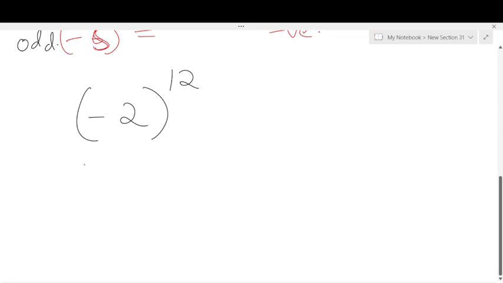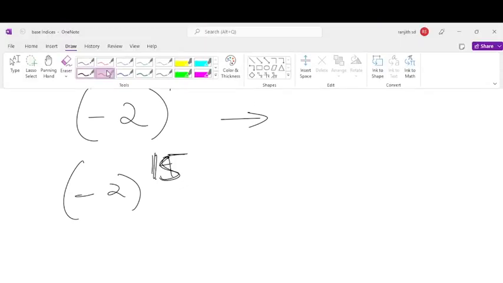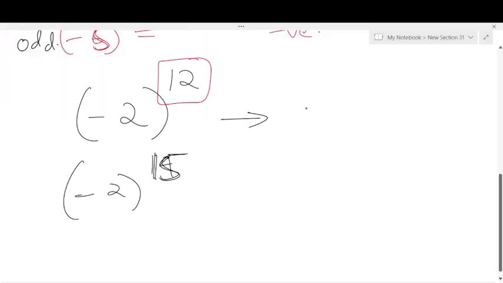They'll ask you the answer like this: minus 2 to the power of 12, minus 2 to the power of 14, 15. They'll ask you whether the answer is positive or negative. What will be the answer? 12 is odd or even? Even. So the answer will be positive or negative? Positive. What about 15? It's an odd number, right? 15 is an odd number. So the answer will be negative. Is this concept clear? Did you all understand?